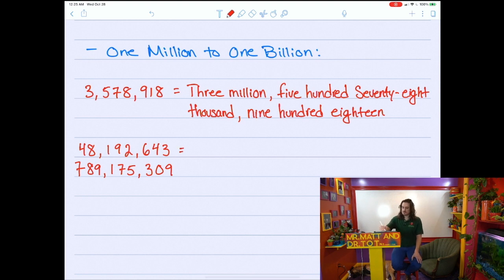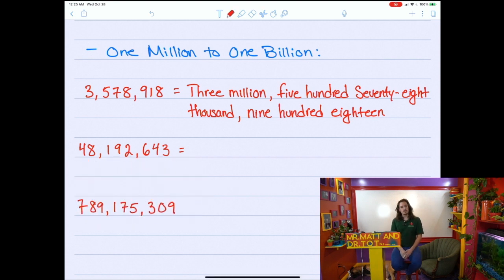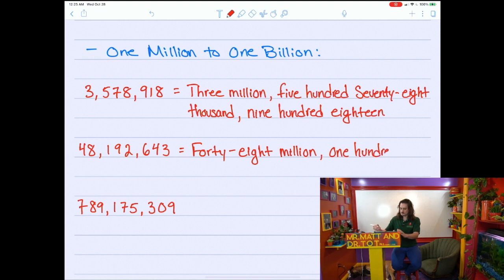The second example, and let me get some more space. We have 48,192,643. So start with 48, which is hyphenated. So we have 48 million, comma, 192,000, comma, 643.